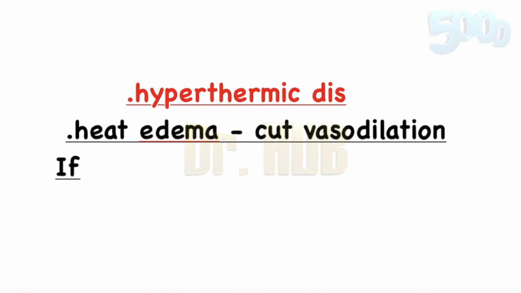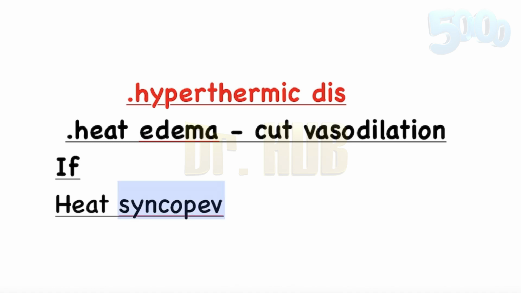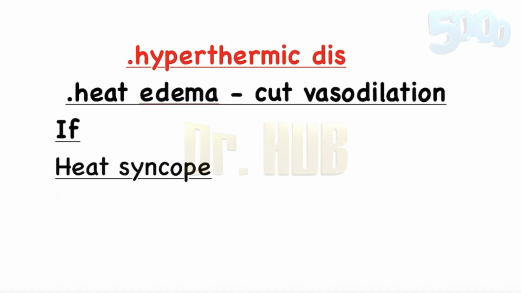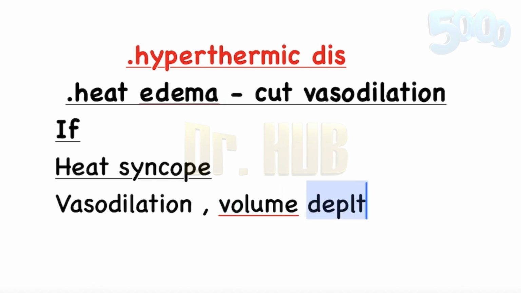The next what we have is the heat syncope. So heat syncope is where there is a vasodilation and the volume depletion, that is from sweating following an exercise or prolonged standing with consequent systemic and the cerebral hypotension. So the mechanism is associated with the vasodilation and the volume depletion.